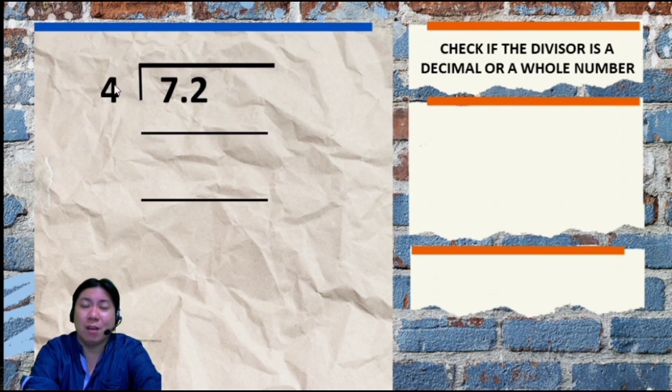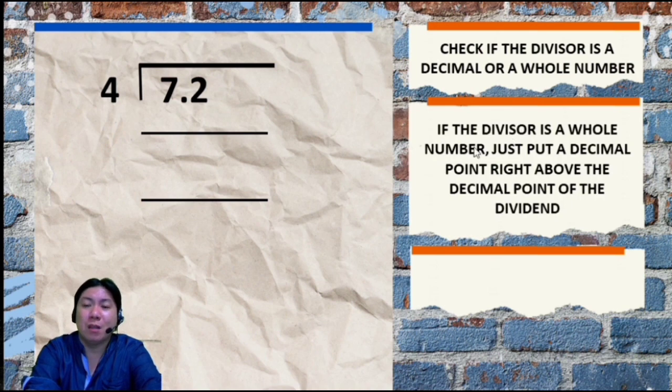Very good. 4 is a whole number. Step number 2. If the divisor is a whole number, just put a decimal point right above the decimal point of the dividend. Once na ma-sure natin na yung ating divisor is a whole number, titingnan natin kagad yung decimal point na nasa dividend. Ang sabi, put a decimal point right above, sa itaas, no, ng ating decimal point katapat ng decimal point ng nasa dividend natin.